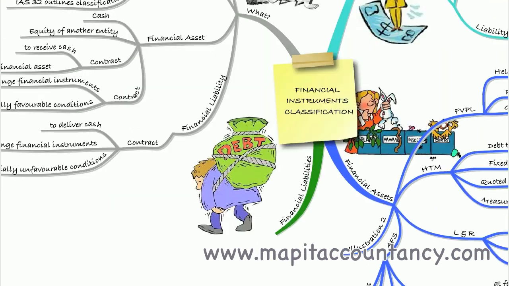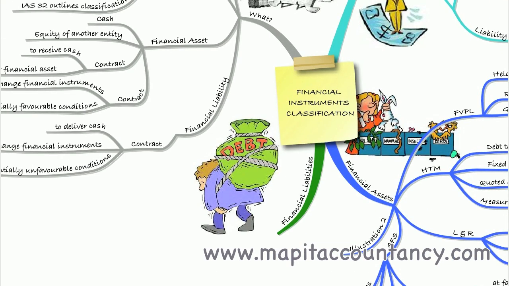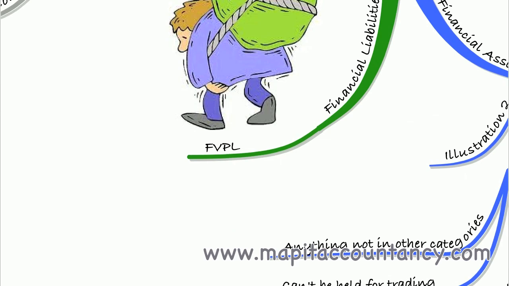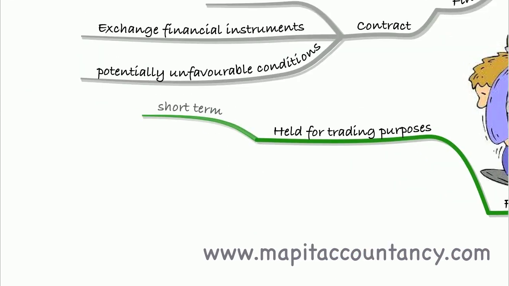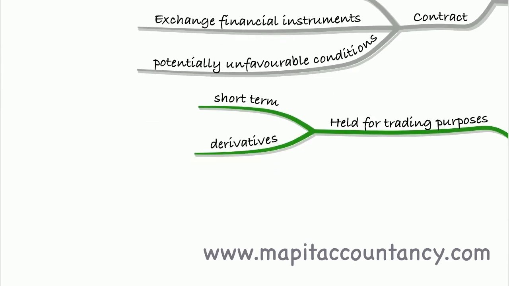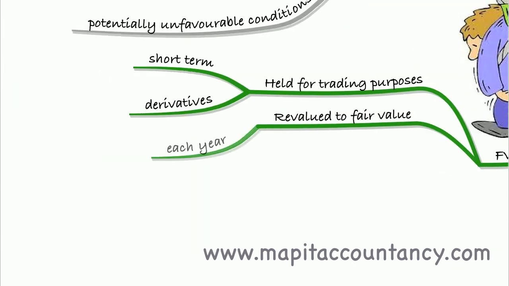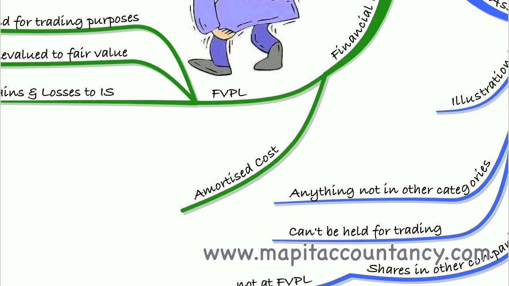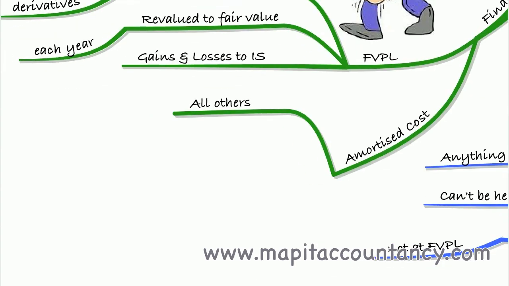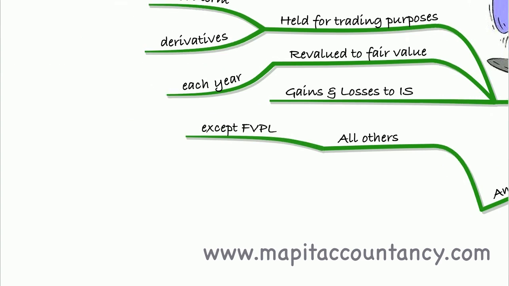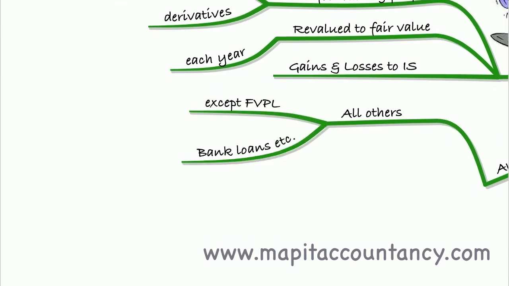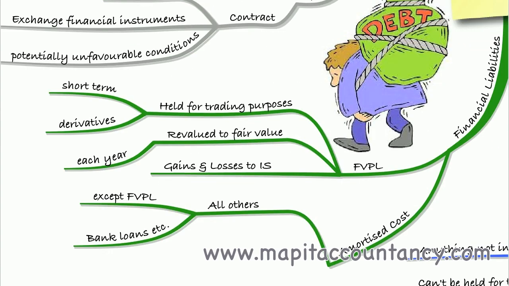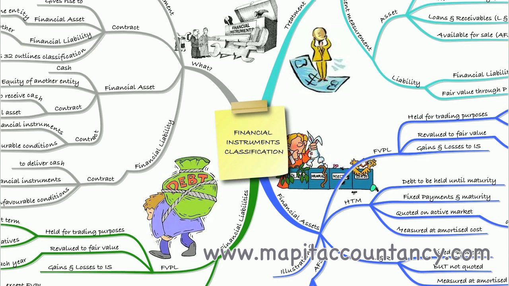When we talked lastly about financial liabilities, we said that there was 2 items we could do: fair value through profit and loss if it's held for trading purposes, like short-term derivatives. And again, that's where we revalue to fair value each year, and the gain or loss goes to the income statement. So that's the same as a financial asset. Anything else will be held at amortised cost. So that will be things like bank loans. So anything that's not fair value through profit and loss, like a bank loan, will be held at amortised cost. So that was a recap of our lecture on financial instruments classification.